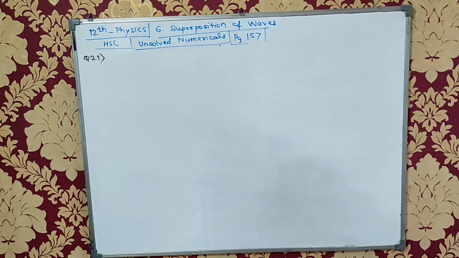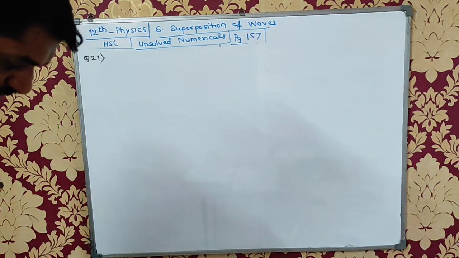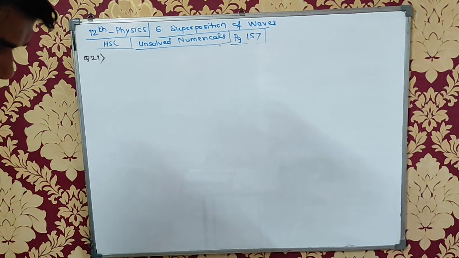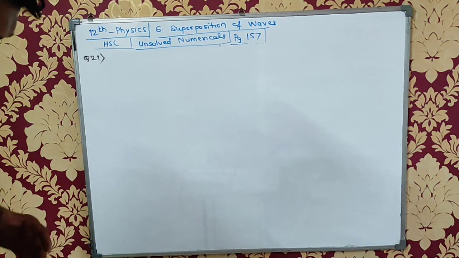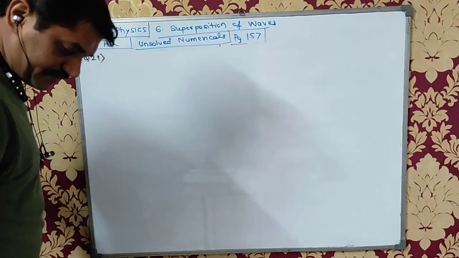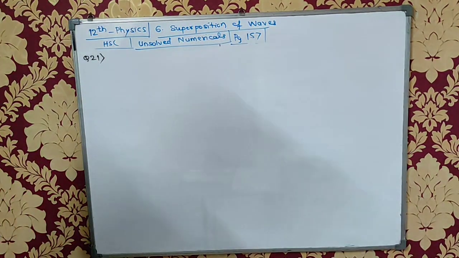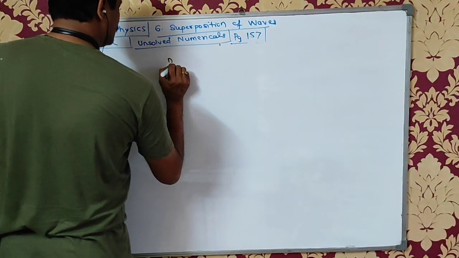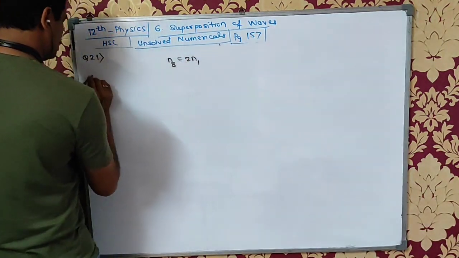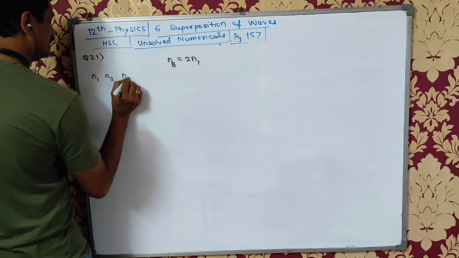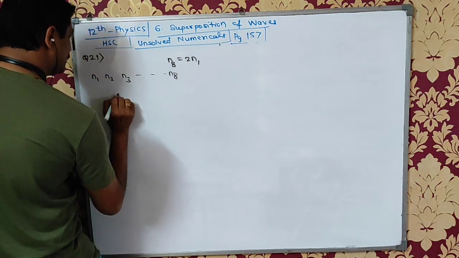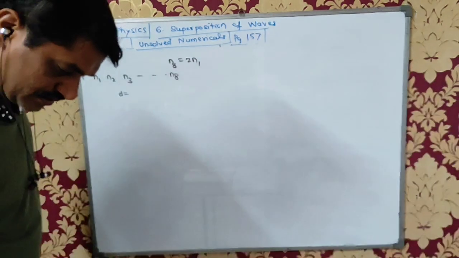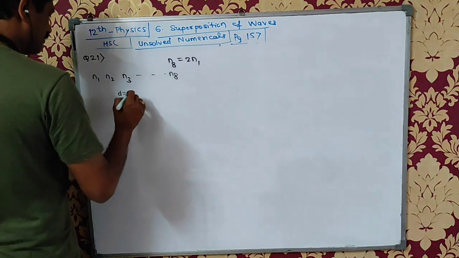Question number 21. A set of 8 tuning forks is arranged in a series of increasing order of frequencies. Each fork gives 4 beats per second with the next one. The frequency of the last fork is twice that of the first. N8 is 2 times N1. N1, N2, N3, ये जो है इसमें what is the common difference there? Common difference is 4 beats.